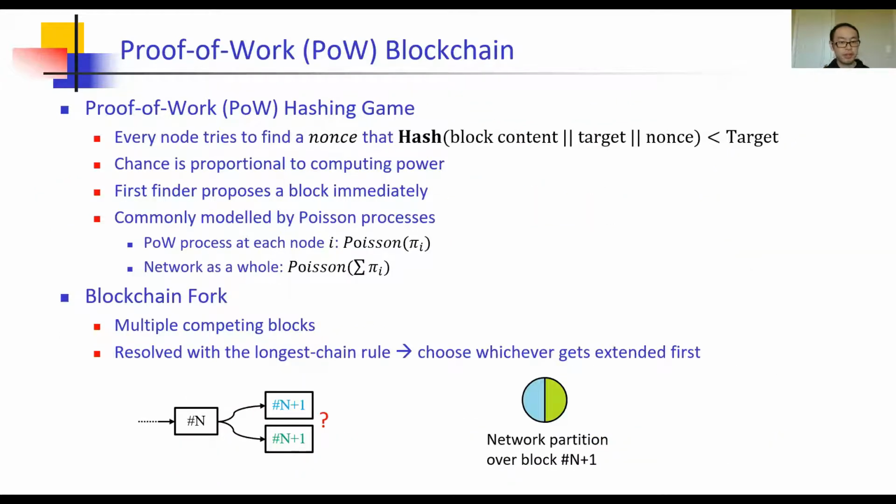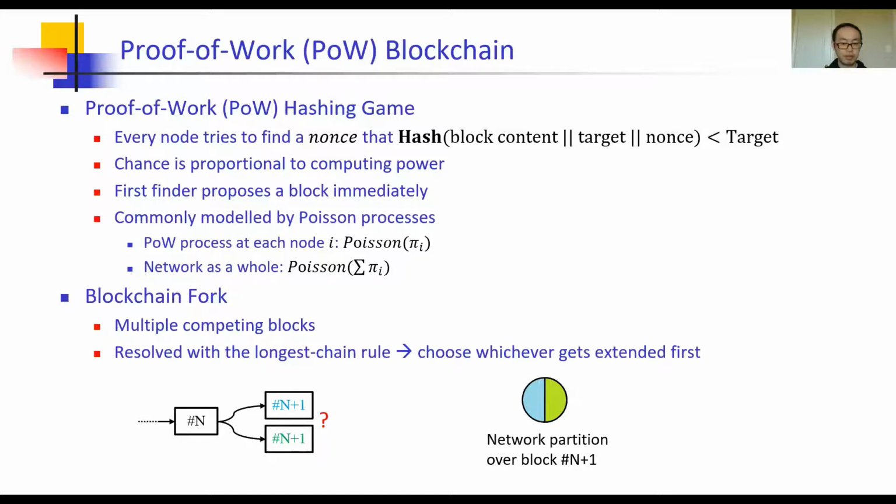And more specifically, the proof-of-work hashing game involves every node trying to find a nonce such that the hash function of the nonce plus some block content is smaller than a certain difficulty value or target. The chance to find such a nonce is thus proportional to the player's computing power or hashing power, and whoever finds a nonce can propose a new block. This process is commonly modeled by a Poisson process in previous work.